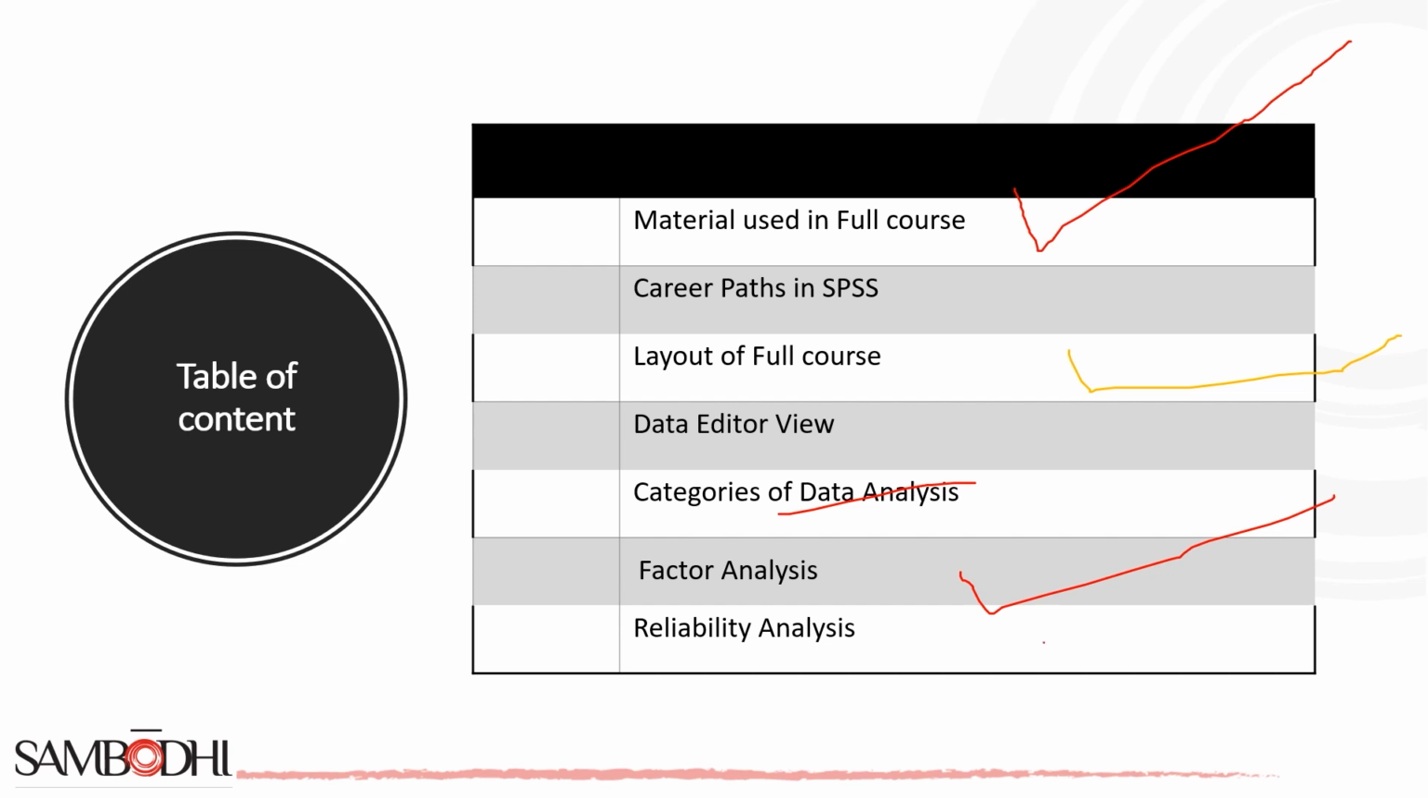Reliability analysis, that is, how reliable your data is, because this is the foremost and most prominent step. If your data is reliable, then only you can proceed with the statistical analysis. Otherwise, if your data is not reliable, you can't proceed with that. So how to calculate the reliability, how to calculate the Cronbach alpha in your data set. We'll talk about that.